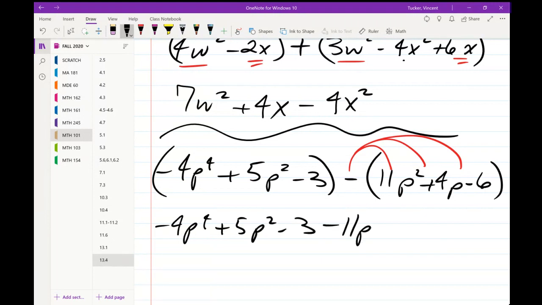That turns into a negative 11p squared minus 4p plus 6. So each one of your terms in the first parentheses stay the same. Each one that's in the parentheses that follows the subtraction would be opposite.